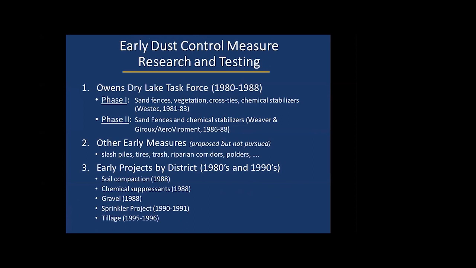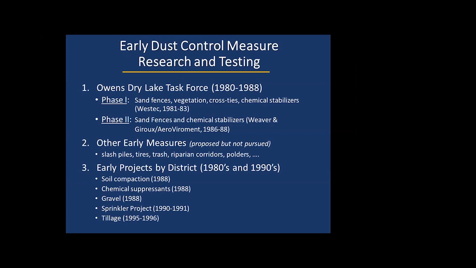So I'm going to divide this into three basic groups. The first section is going to be talking about early dust control development on Owens Lake, and then I'll be talking about the development of the backup measures that you've been introduced to already, and then some of the other dust control measure testing that's been done since the overall dust control project started in 2000.